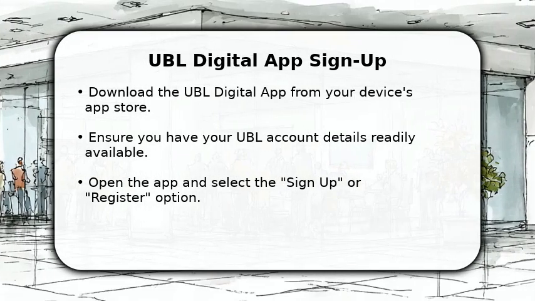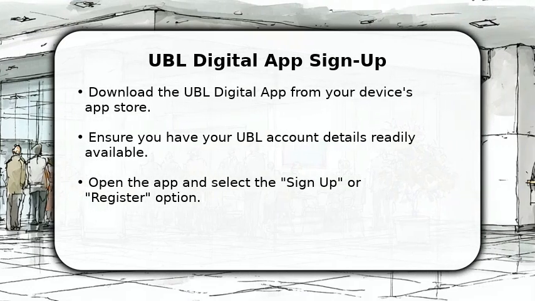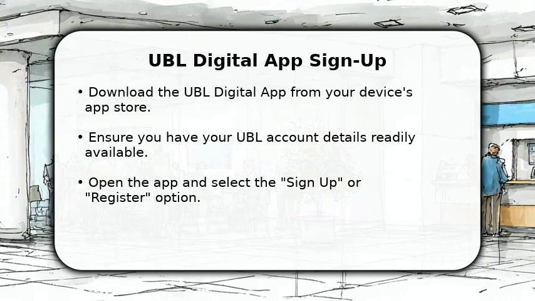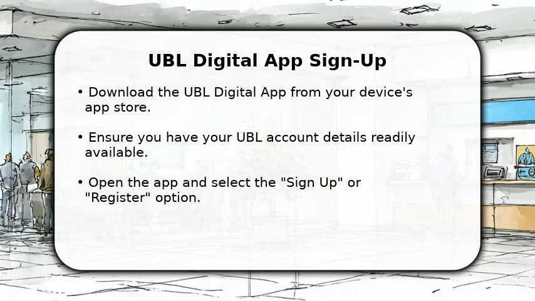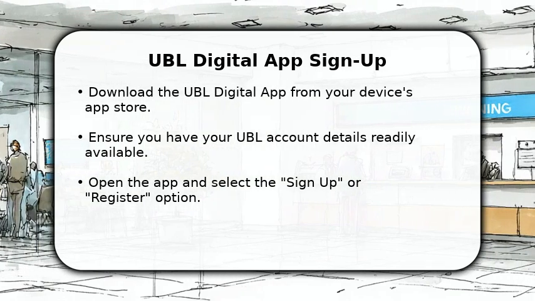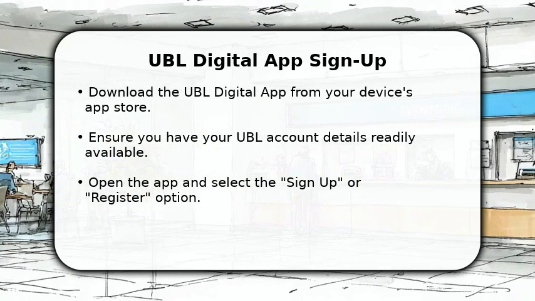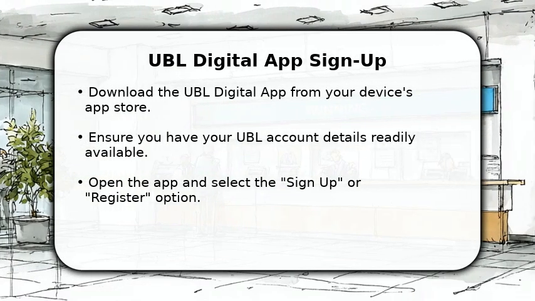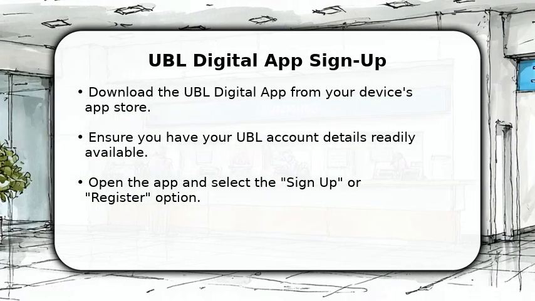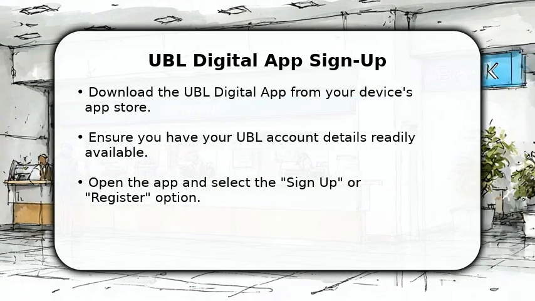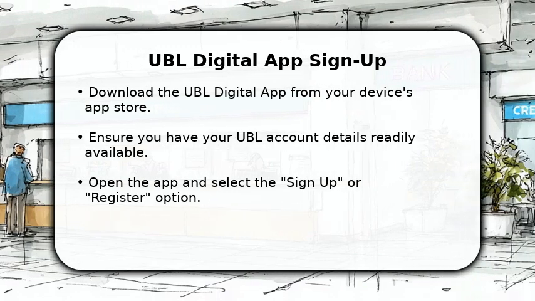In this video, I will explain how to sign up for the UBL Digital App. First, you'll need to download the app from your device's App Store, whether it's for Android or iOS. Make sure you have your UBL account details, such as your account number and registered mobile number, readily available. Once downloaded, open the app and look for the Sign Up or Register option to begin your journey. This initial step is crucial for setting up your digital banking experience.